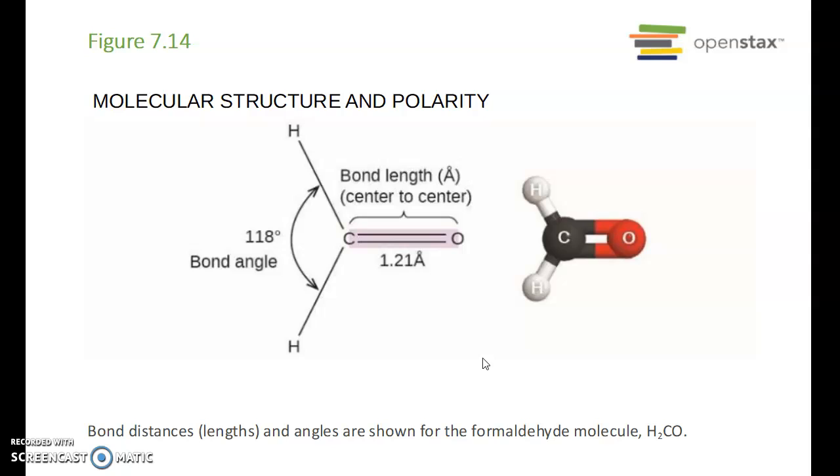Remember, like doesn't like. So likes repel, opposites attract. These are electron clouds represented by these bonds. And so you're going to have those electron clouds trying to repel each other. The best way for these to repel each other is to form a bond angle of 118 degrees, which will be about the same as this angle and this angle.